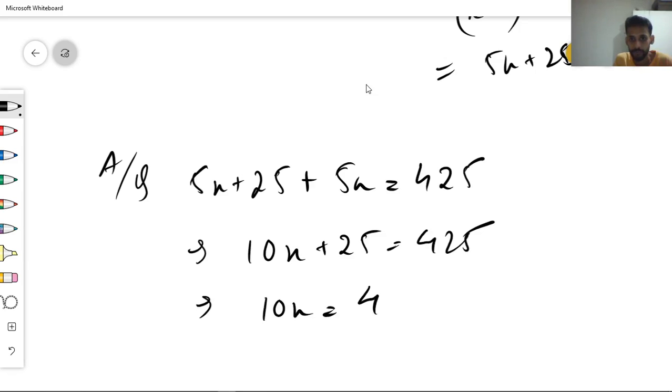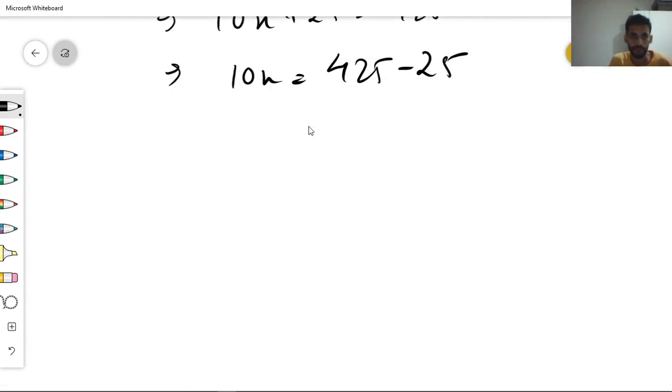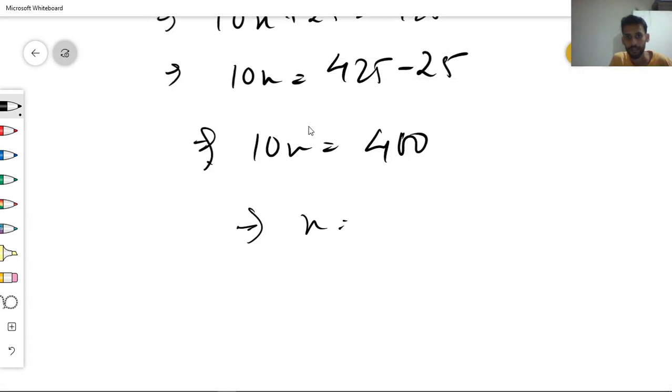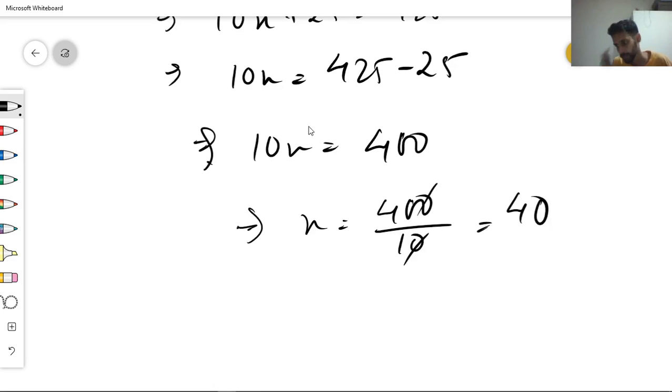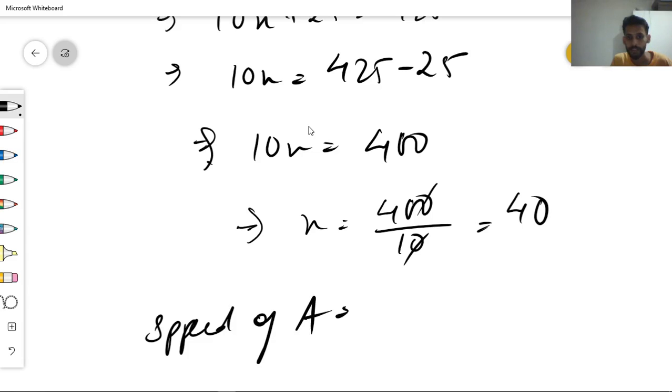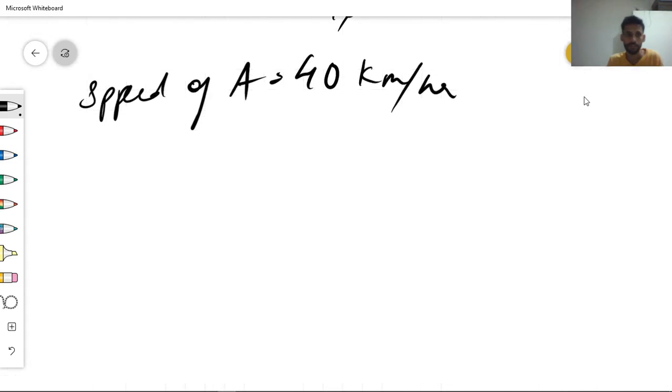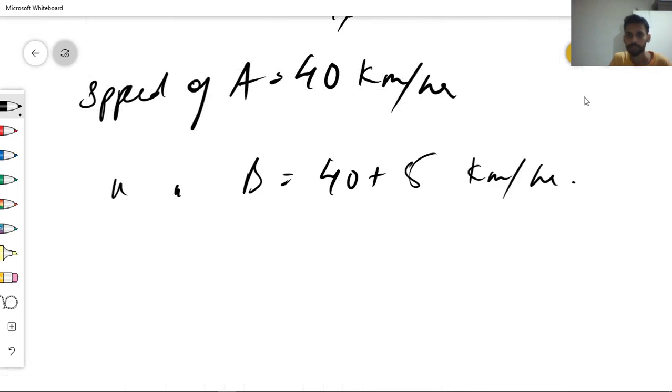Then 10x is equal to 425 minus 25, so 10x is equal to 400. x is equal to 400 divided by 10, so it will be 40. So now we got the answer x. So speed of A will be 40 km per hour and speed of B will be 40 plus 5, that is 45 km per hour.